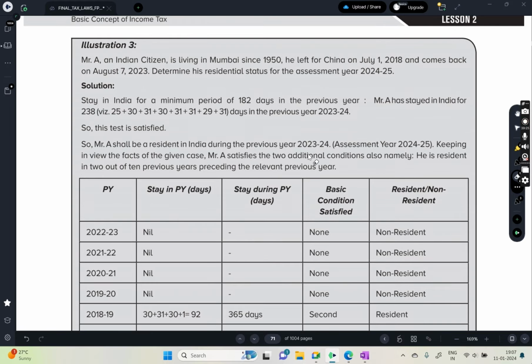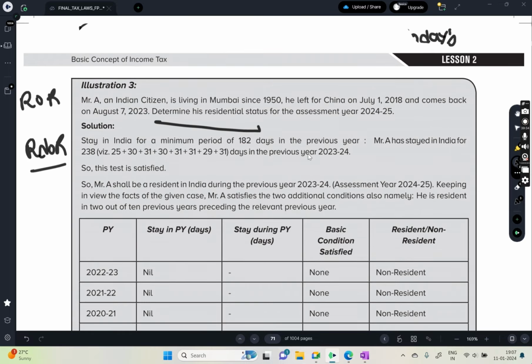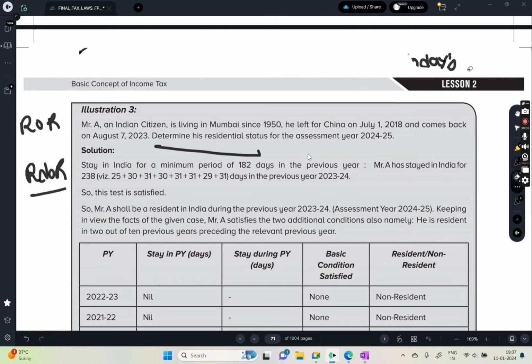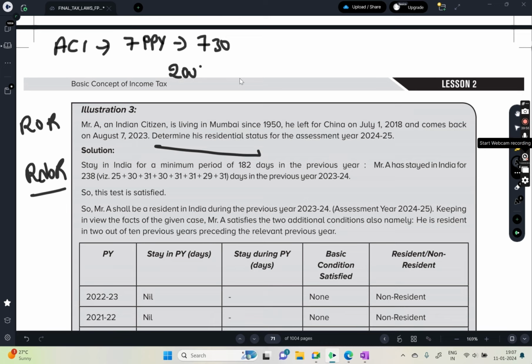Now, if they ask whether he is a resident and ordinary resident, or resident but not ordinary resident, how would we decide? We need to check additional conditions. What is additional condition 1? In the 7 preceding years, he lived more than or equal to 730 days in India. Or he is a resident in 2 out of 10 previous years.